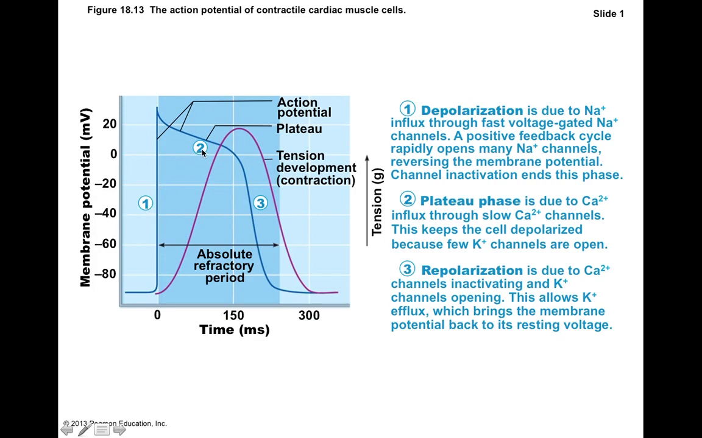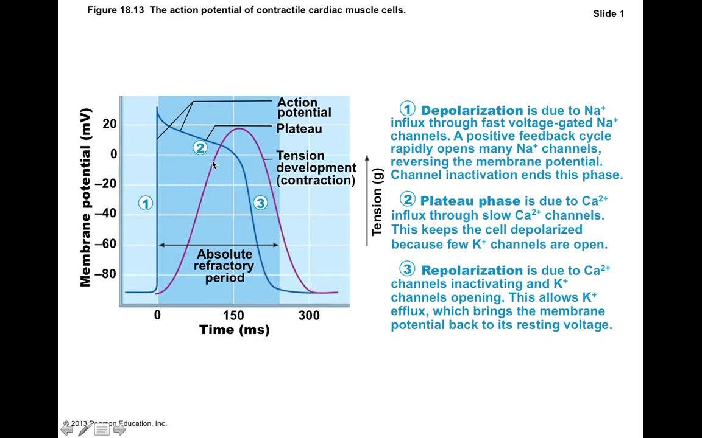How about in step 2? Voltage-gated calcium channels are open. Calcium is flowing in. Very good. How about in step 3? Voltage-gated potassium channels are open. Potassium is flowing out because you're removing positive charge, which makes the voltage more negative.